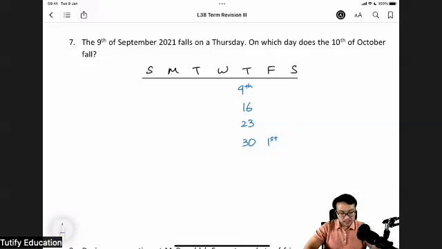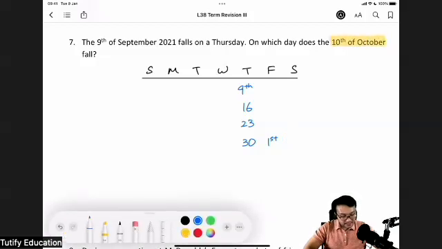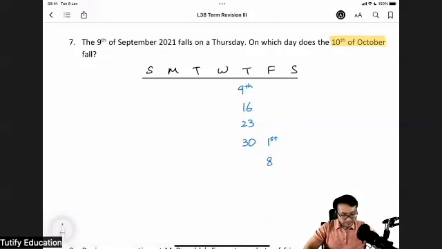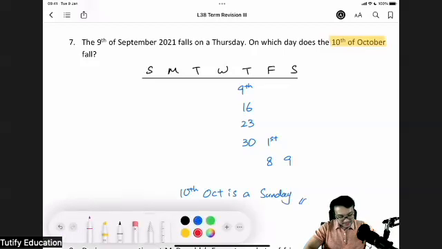Actually, that's not important because they're asking you for the 10th of October. So I would like to get a number which is closer to 10. So let's just add 7, and I'll know that the next Friday is the 8th of October. So Saturday would be the 9th. And which day would be the 10th of October? Sunday. Well done. You got it.